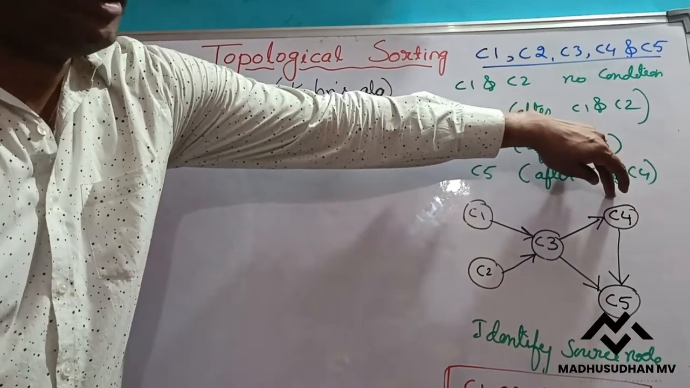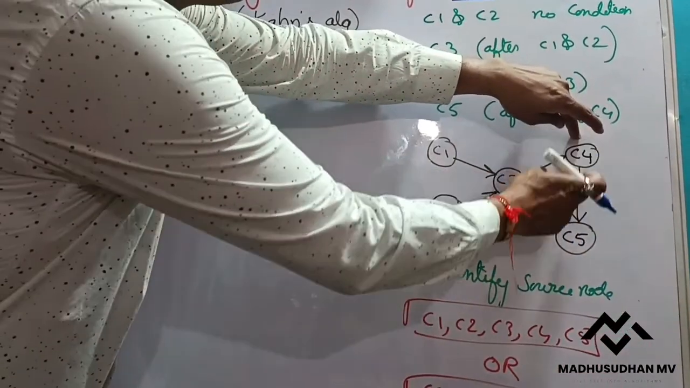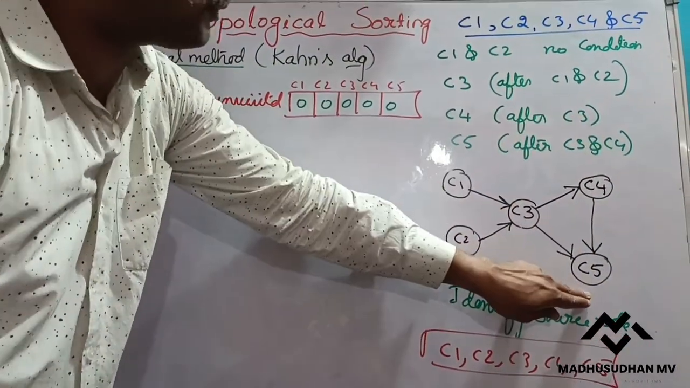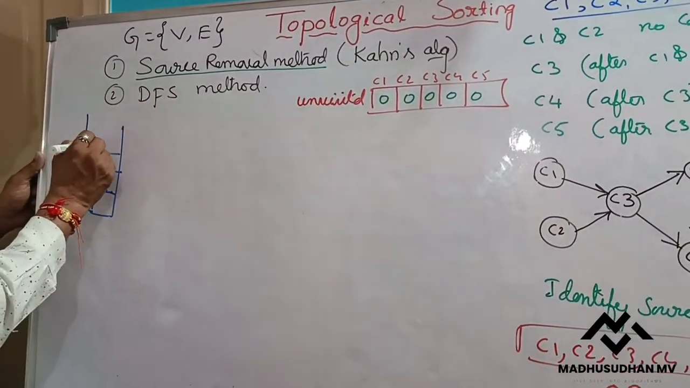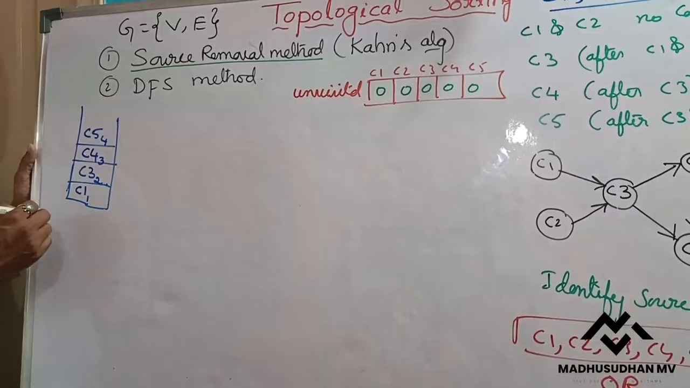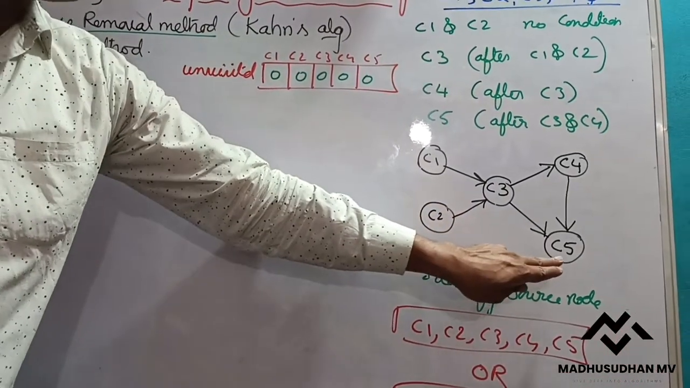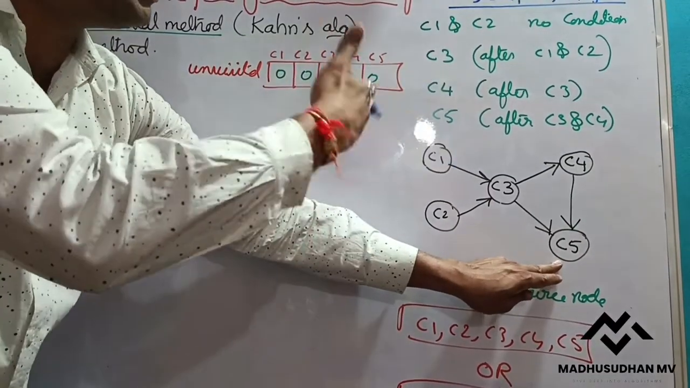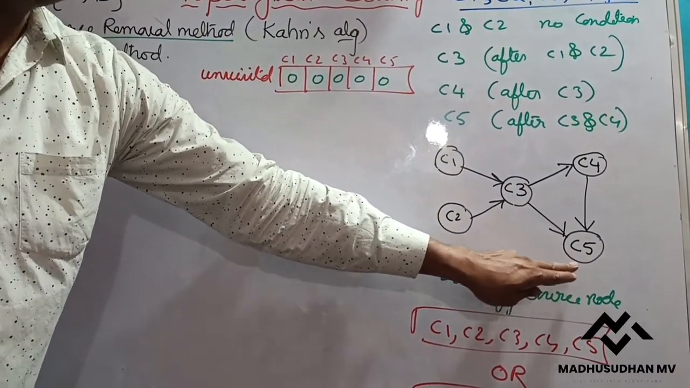Right now I am in course 4. From course 4, can I go to any other node? No option. I have to go to course 5 only. Course 5 is unvisited, so again I am pushing it into the stack. This is the fourth one I pushed. Now I am in course 5, and from course 5 I cannot go to any other node. That means this is the dead end node.